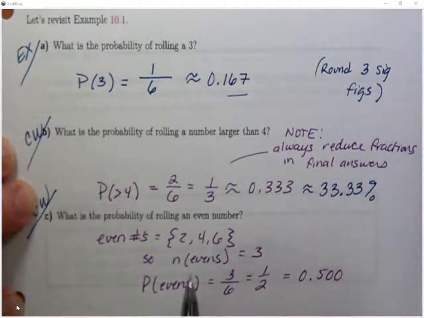This one here, number of evens, 2, 4, and 6 are even numbers on the face of a die. So probability of evens, 3 out of 6, reduce, and then you could just say about 50%, or exactly 50% on this one.